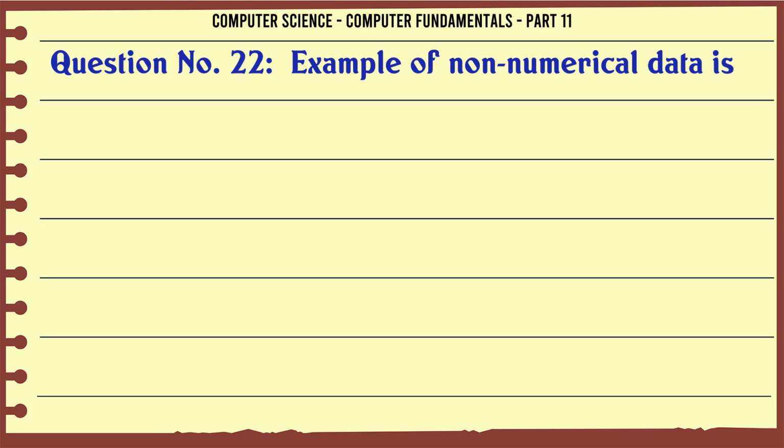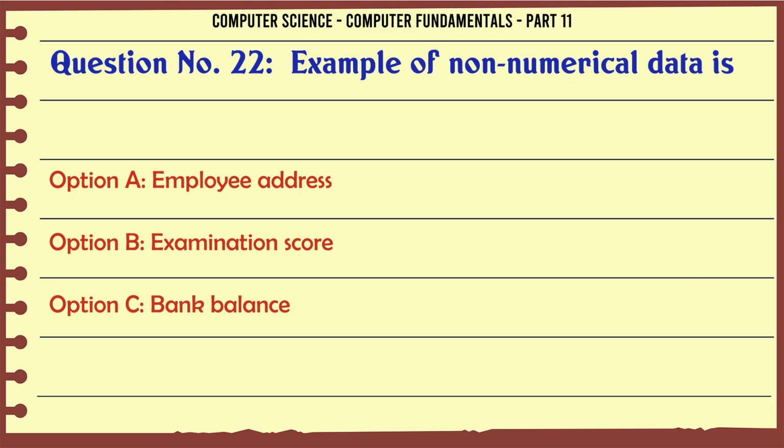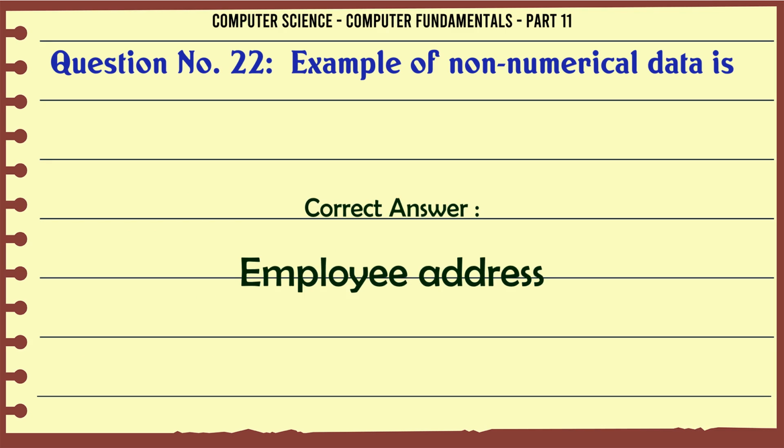An example of non-numerical data is A. Employee address. B. Examination score. C. Bank balance. D. All of the above. The correct answer is employee address.